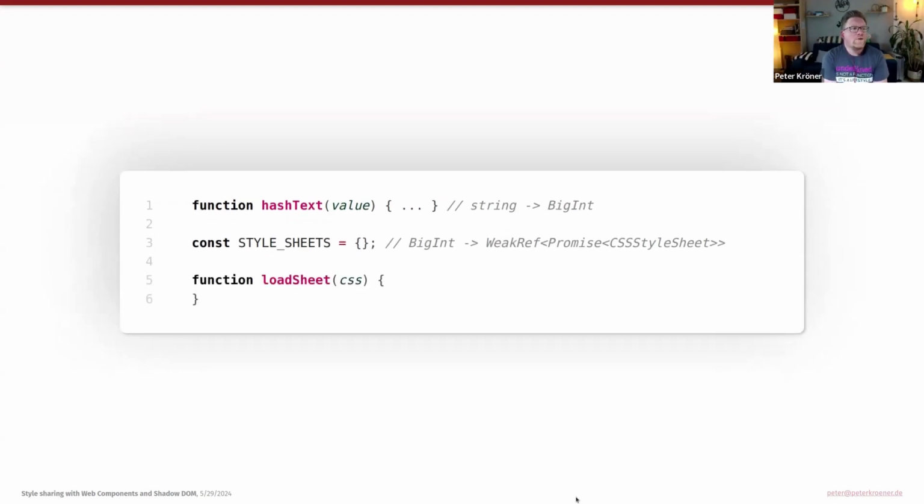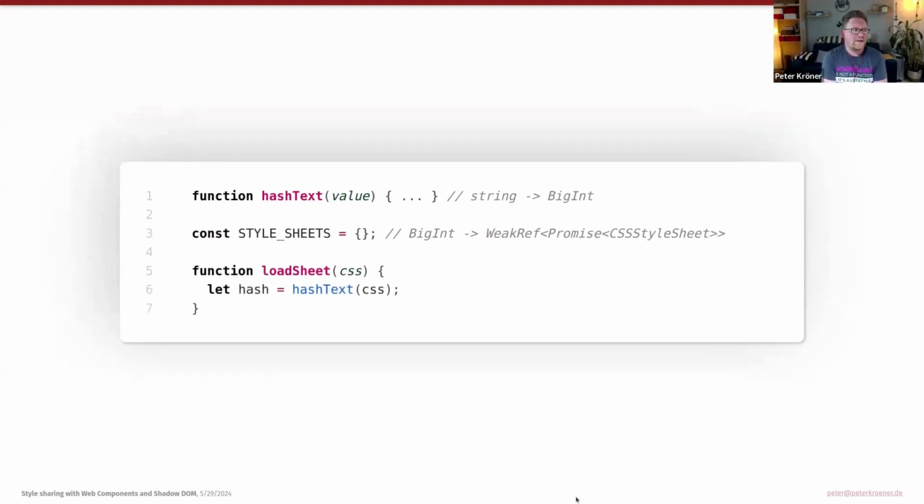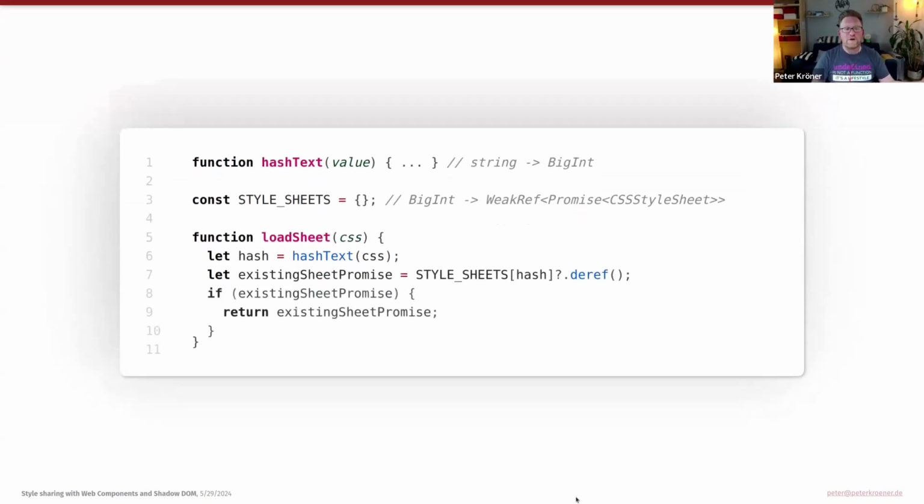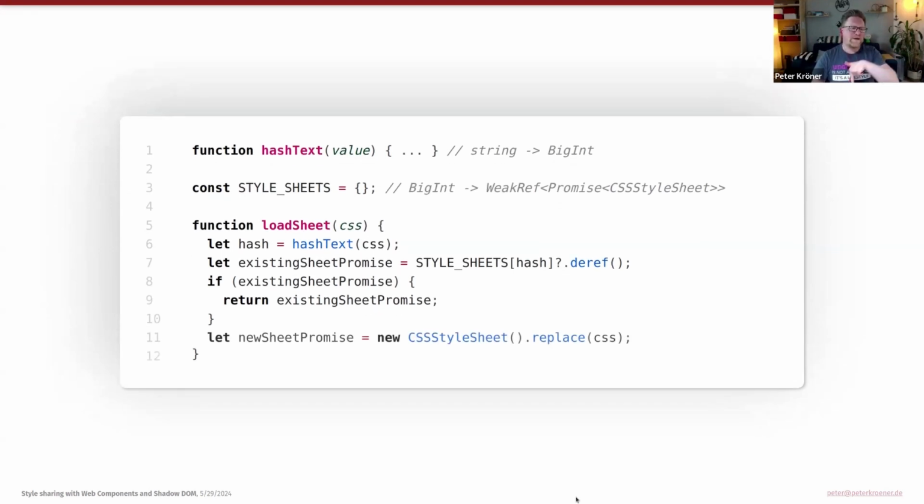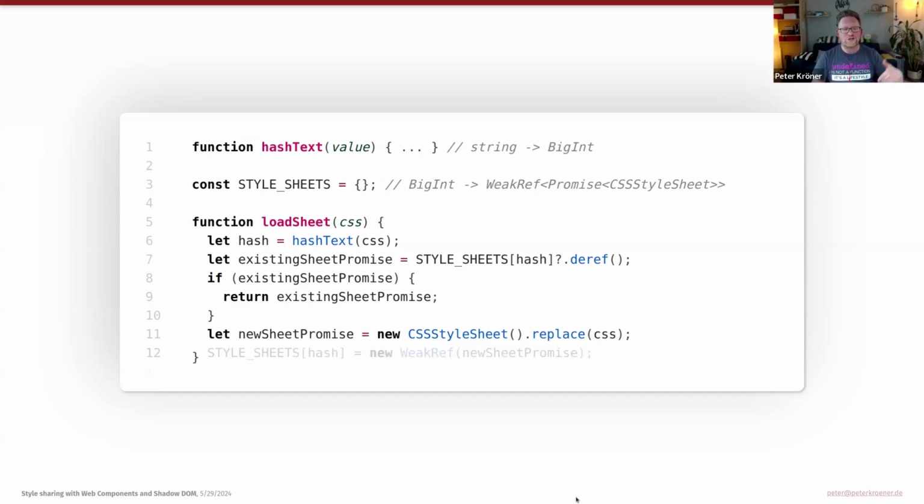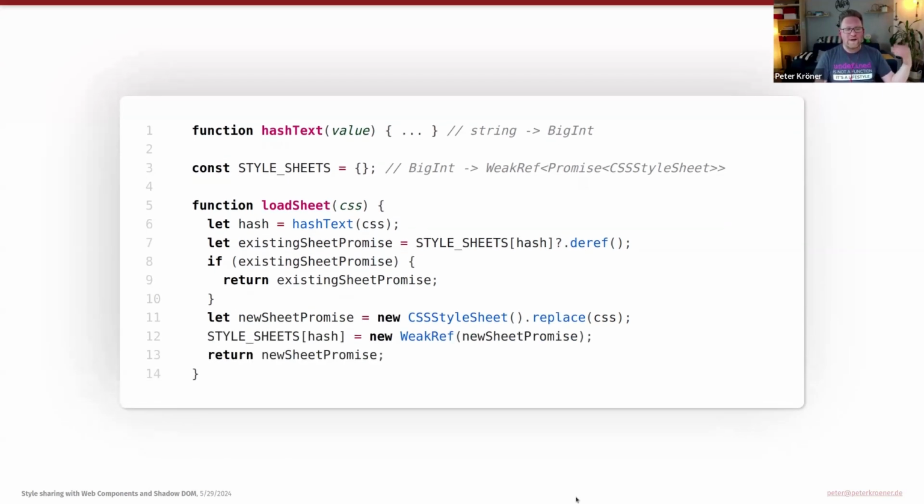And then you can create a function loadSheet that essentially hashes your style sheet, figures out if such a style sheet has already been created before, and if so, reuses it. And if it's not been created before, you don't have anything to reuse. So you create a new style sheet, put it into the repository, and then return that. And if you add a whole load more JavaScript that I'm not going to add right now to keep the slide readable, then you can make this work, actually.